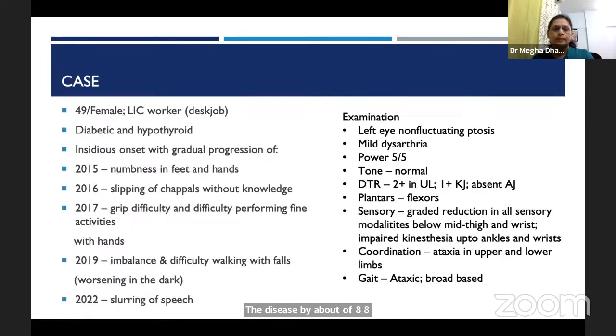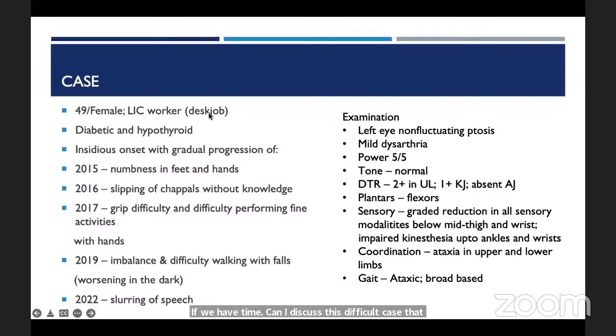With that, if we have time, can I discuss this difficult case that we have? Yes, only if we have time. Yeah, you can discuss in short.